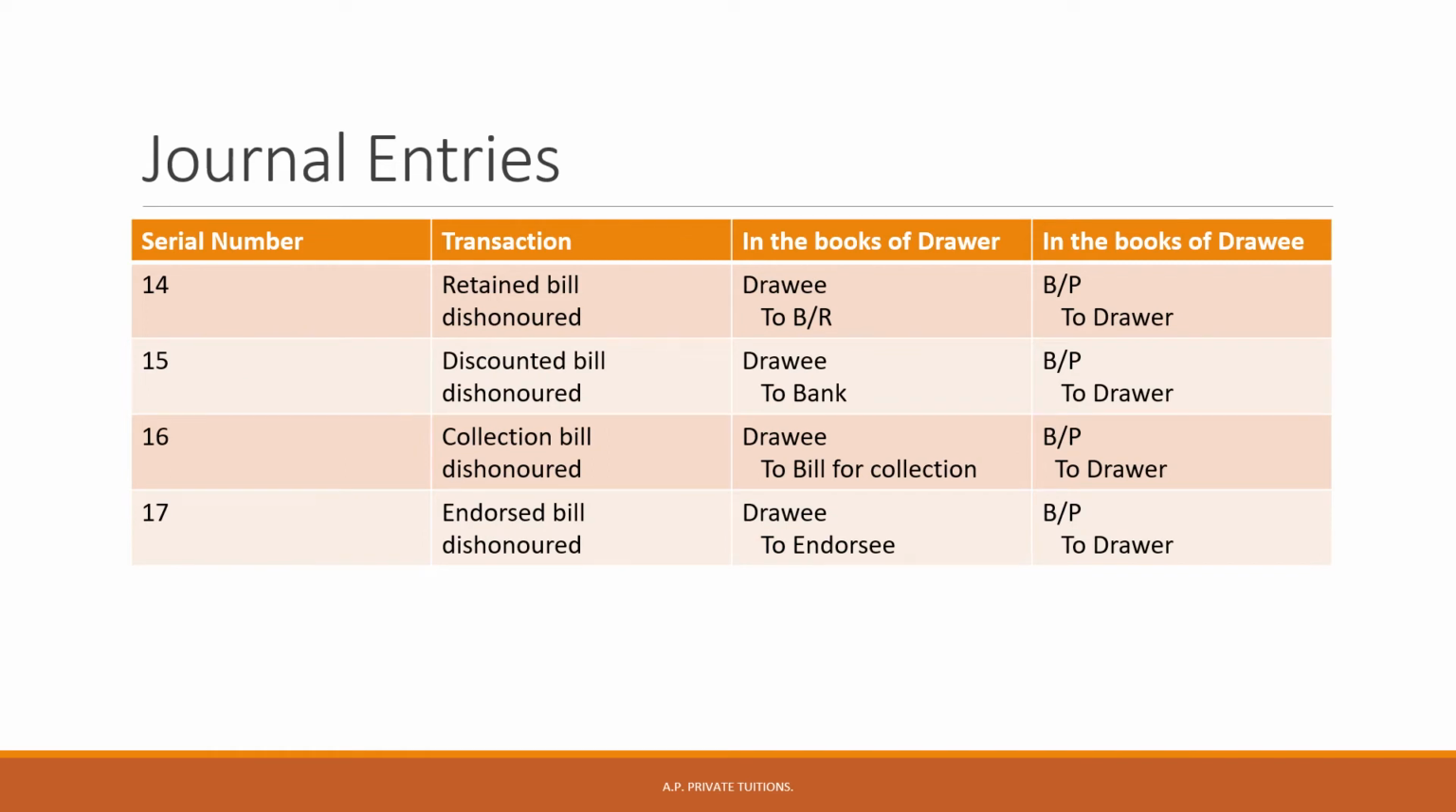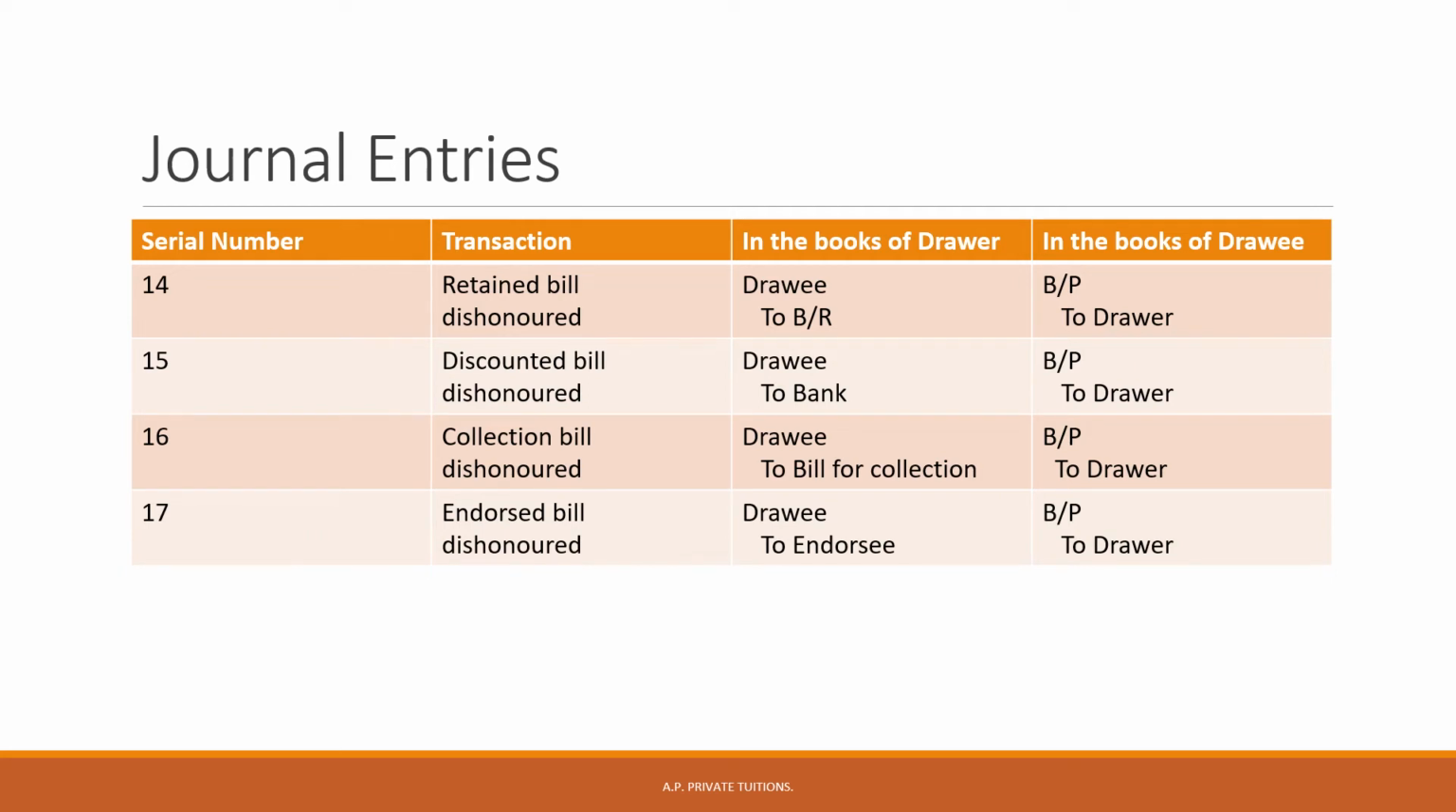Now, dishonor. Dishonor means the drawer or any party goes to the drawee, and the drawee is not in a position to pay the money for the bill. So the bill is cancelled. You can notice in the books of the drawee, the entries are the same in all 4 cases: bills payable to drawer.